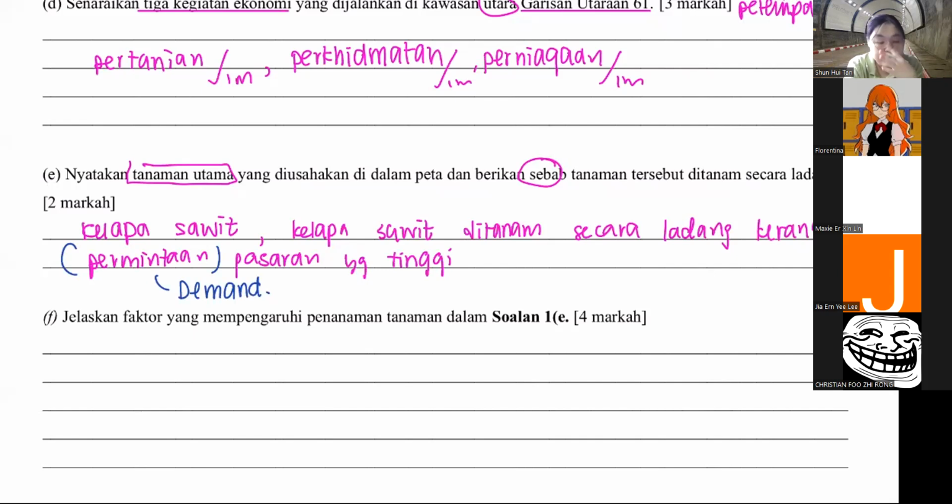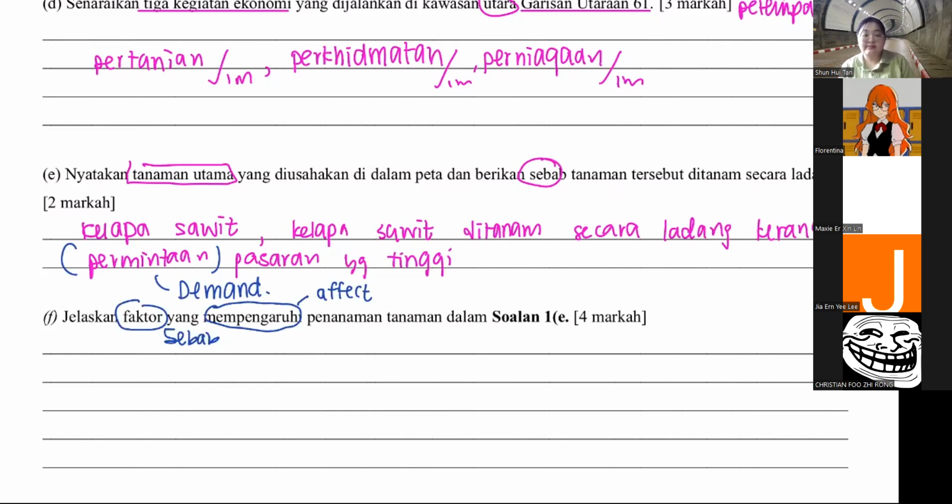Permintaan, demand. A lot of people need it. Okay. Of course, you can also say kerana tanaman ini boleh dijual. Now, and then you see normally they ask you plantation, they ask you factor, reason. Sebab yang mempengaruhi. Mempengaruhi is what? Affect. What is the reason that affected the plantation, which is kelapa sawit?